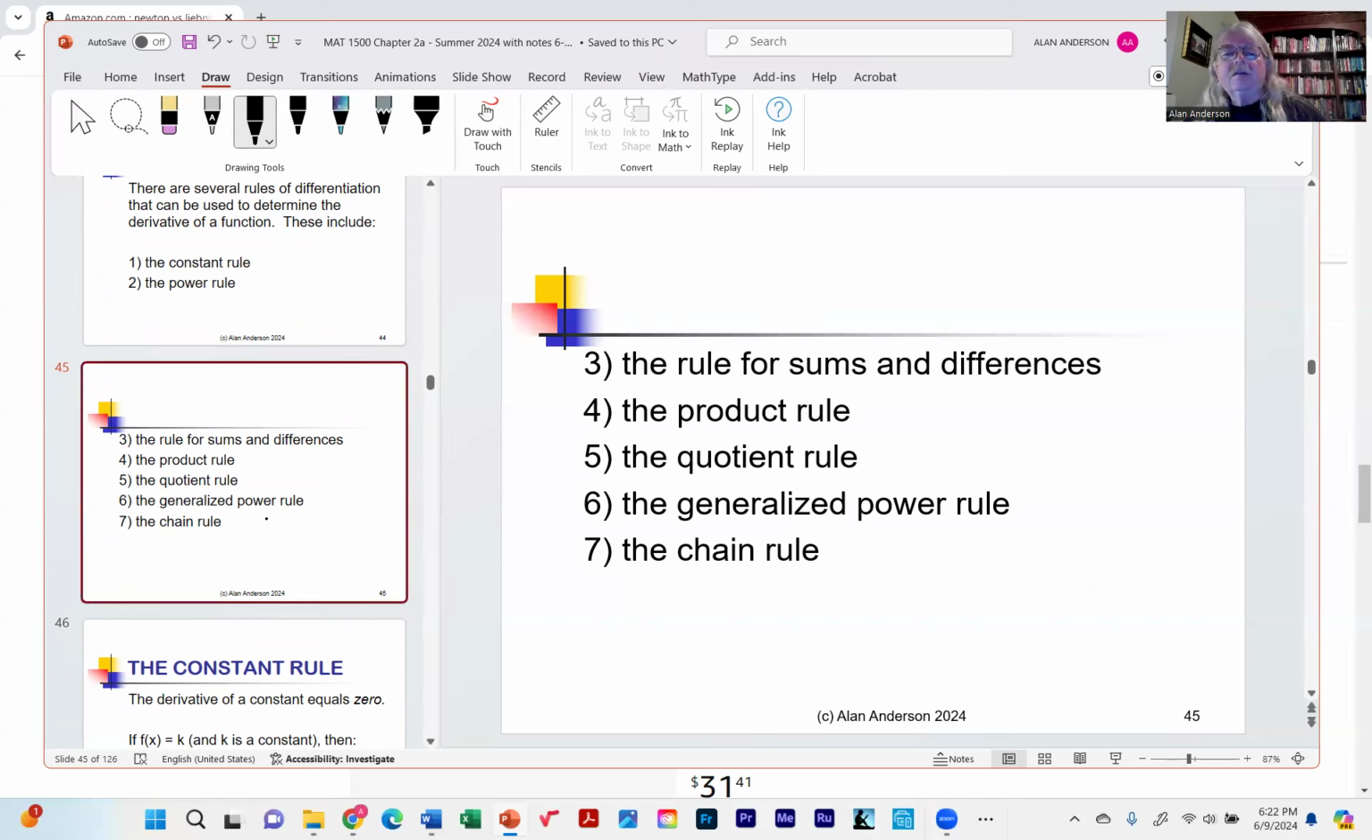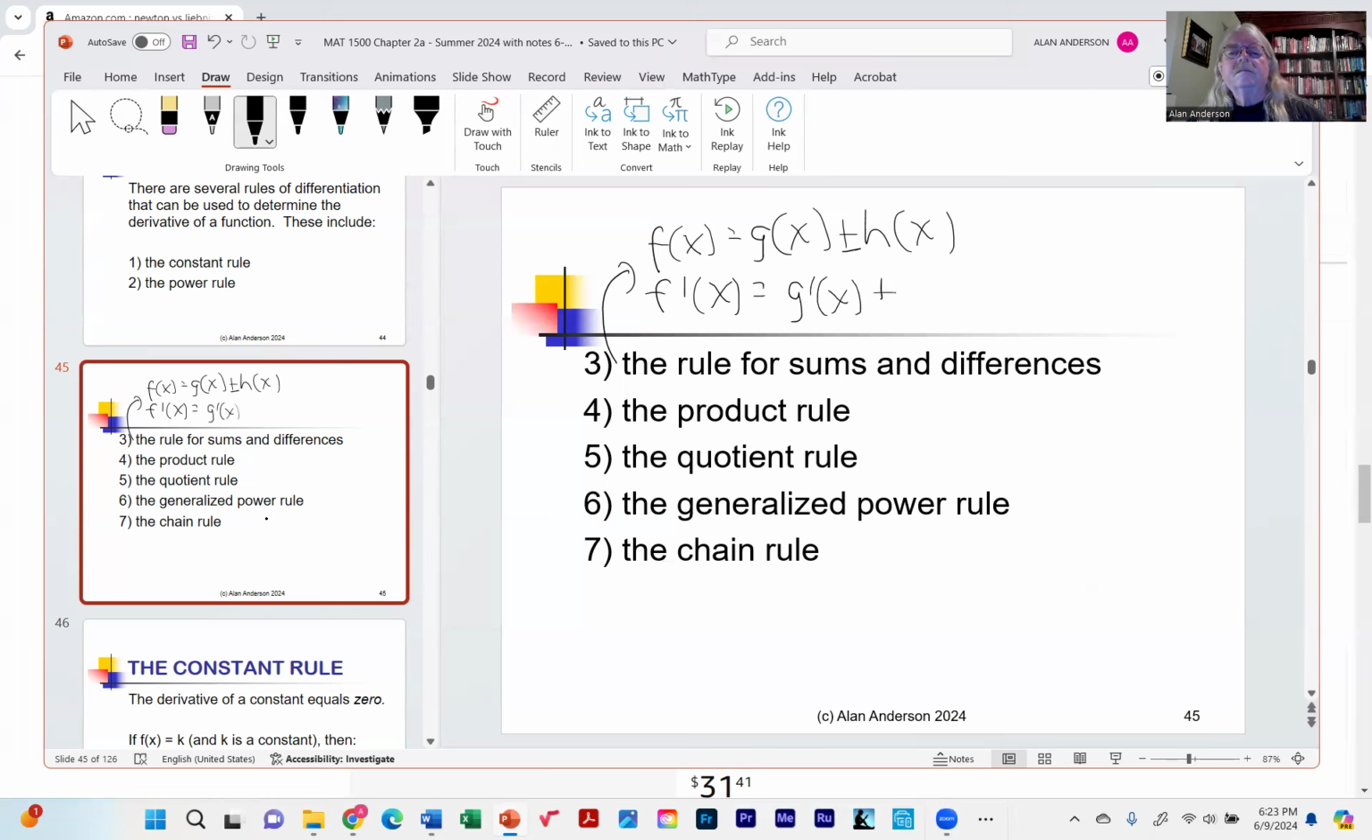So in other words, here is the rule for sums and differences. Just quickly review that. Actually, I'll use plus and minus just to speed it up a bit. Not so with these two. The quotient rule in particular is fairly messy. And the generalized power rule is also a bit messy, and so is the chain rule.